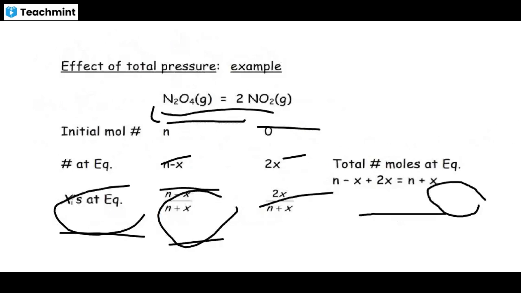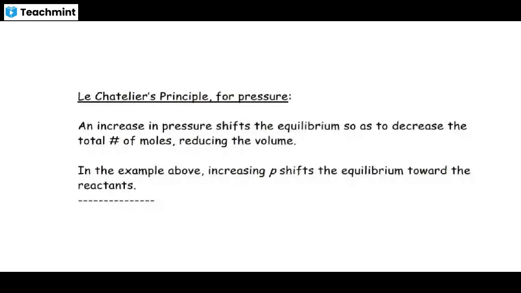Here there are 2 moles of gas, and here 1 mole of gas. So increasing pressure takes the reaction in the direction that reduces the number of moles of gas. If you reduce the number of moles of gas, you can withstand the increased pressure. That is Le Chatelier's principle: increasing pressure shifts the equilibrium so as to decrease the total number of moles, or reduce the volume. Simply, if a reaction goes to more moles of gas and you increase the pressure, the equilibrium shifts to reduce the pressure by decreasing the number of moles.